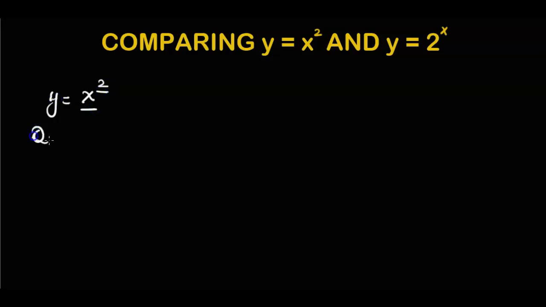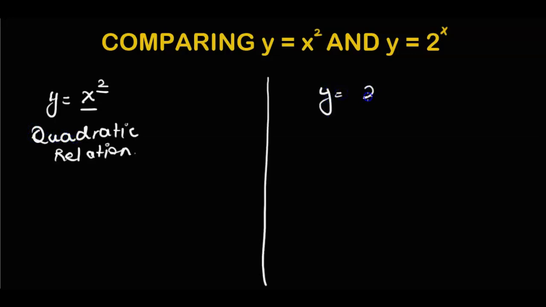This is called a parent quadratic relation, whereas y is equal to 2 to the power of x. Here the base is 2 and the power is x. This type of relation is called an exponential relation. Exponential relations are very different from quadratic relations because their graphs are different. Their characteristics are different. Their tables of values are different. Let's compare these two relations using a table of values first.